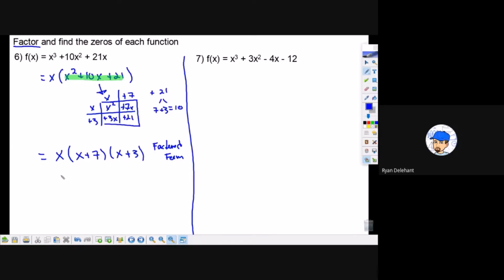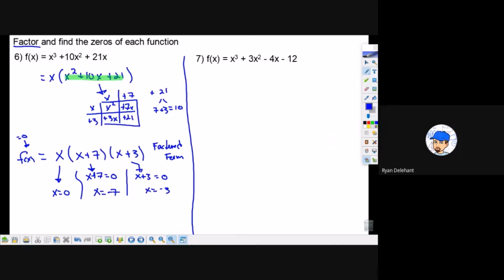At this point, to find the zeros, what makes x equal to 0? Because this is f of x, and we want to know when f of x is 0. So what makes x plus 7 equal 0, and what makes x plus 3 equal 0? So this is -7. This is -3.